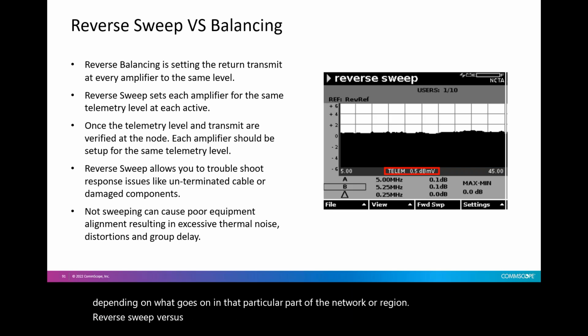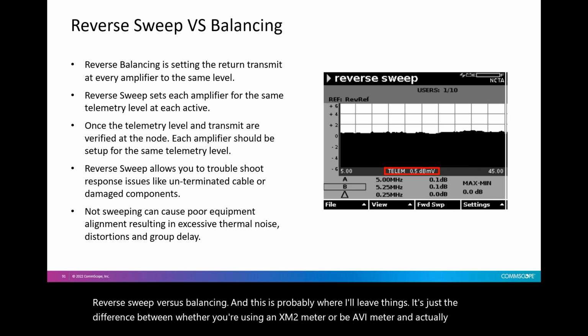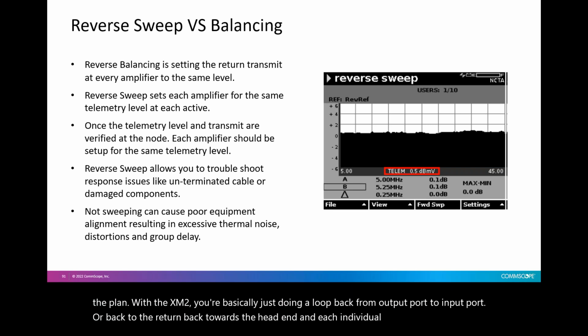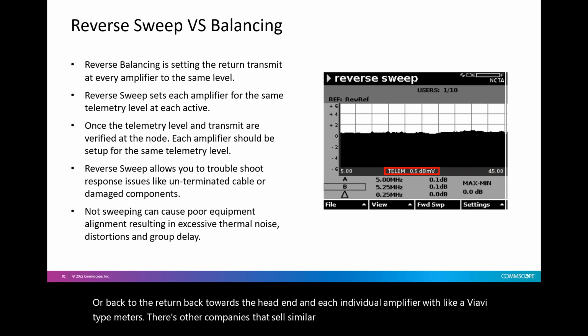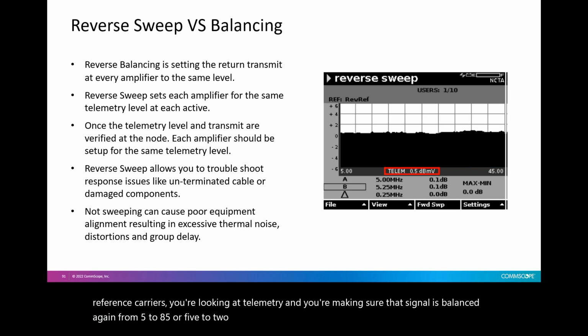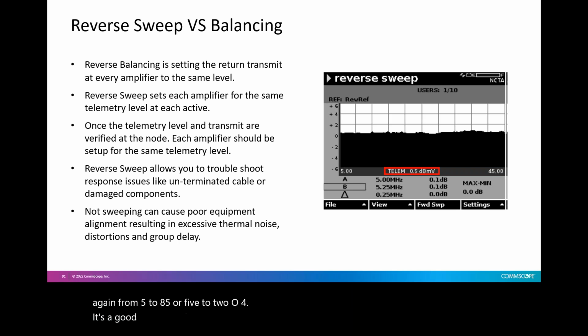Reverse sweep versus balancing, and this is probably where I'll leave things. It's just the difference between whether you're using an XM2 meter or a Viavi meter and actually sweeping the plant. With the XM2, you're basically just doing a loop back from output port to input port, or back to the return, back towards the head end in each individual amplifier, with the Viavi type meters. There are other companies that sell similar meters. You're basically looking at reference carriers, you're looking at telemetry, and you're making sure that signal is balanced, again, from 5 to 85 or 5 to 204. It's good practice to sweep.